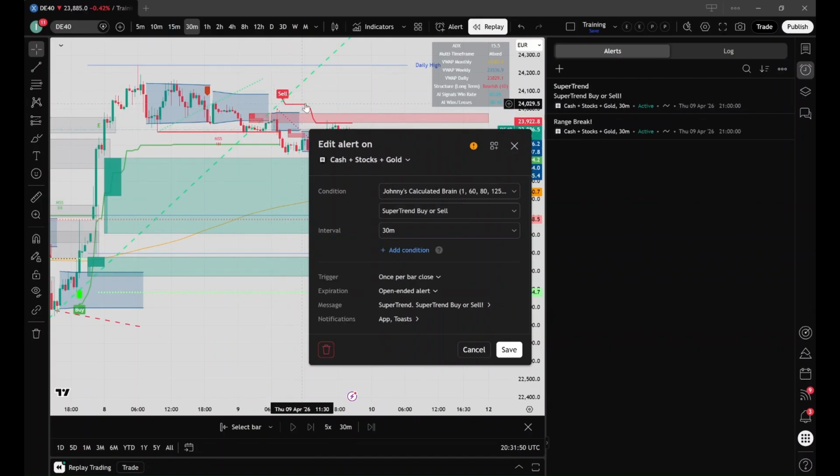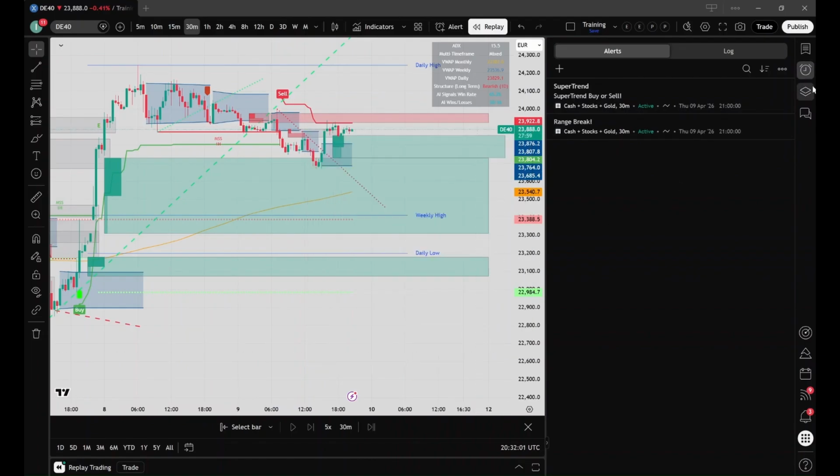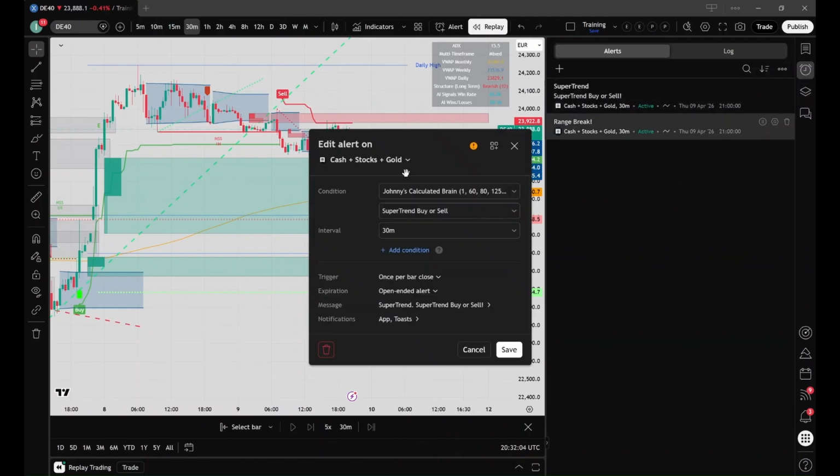So the super trend sells and the super trend buys. The AI signals, they're not dependent on that, so they can be set to any time frame. The range breaks, they're not dependent on that. They can be set to any time frame. So super trend buy or sell must strictly be on the 30-minute time frame.